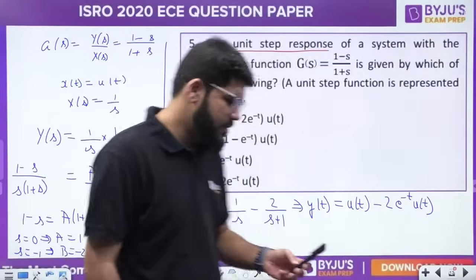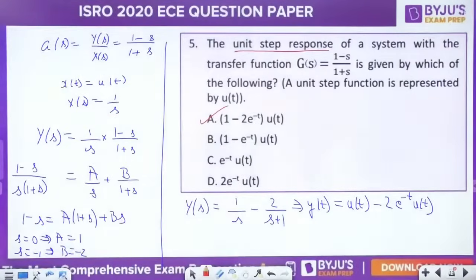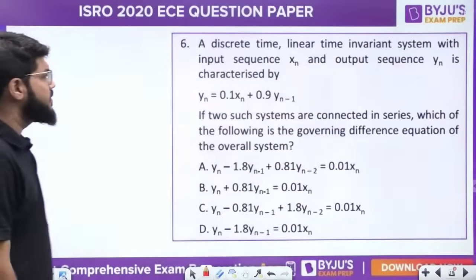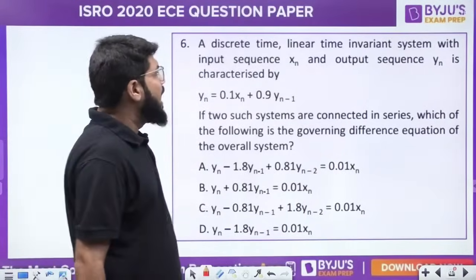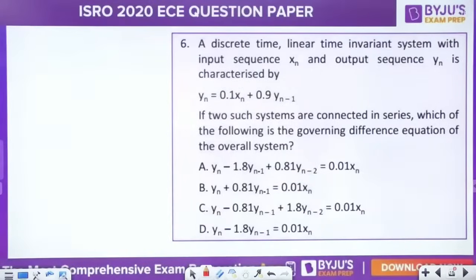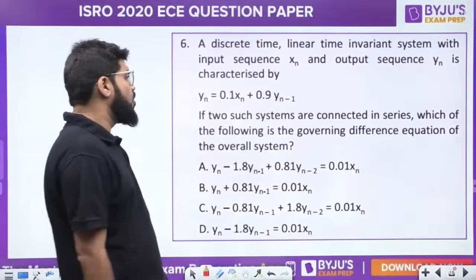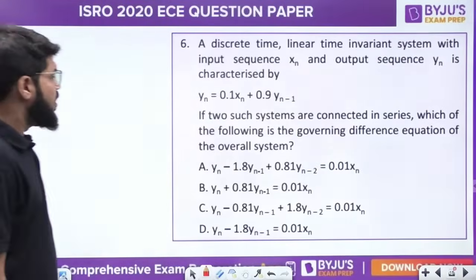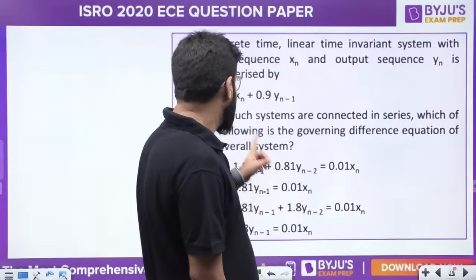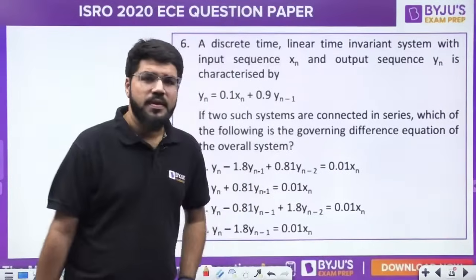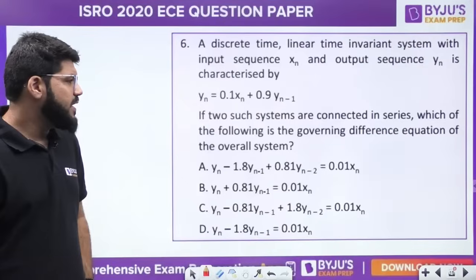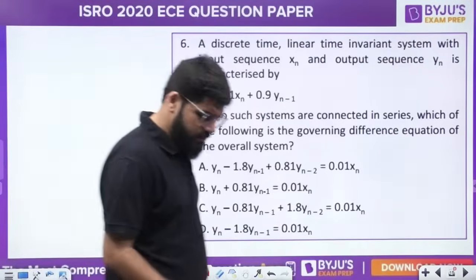Moving ahead to the next. A discrete time linear time invariant system with the input sequence x[n] and output sequence y[n] is characterized by y[n] equal to 0.1 x[n] plus 0.9 y[n minus 1]. If two such systems are connected in series, which one of the following is the governing difference equation of the overall system?